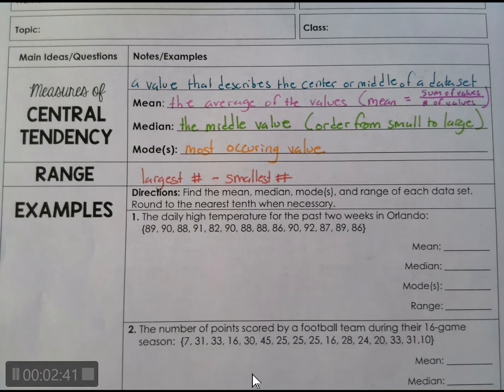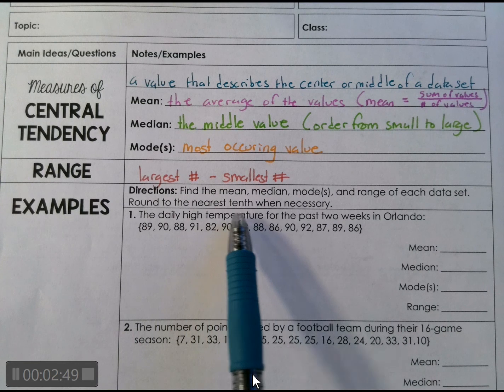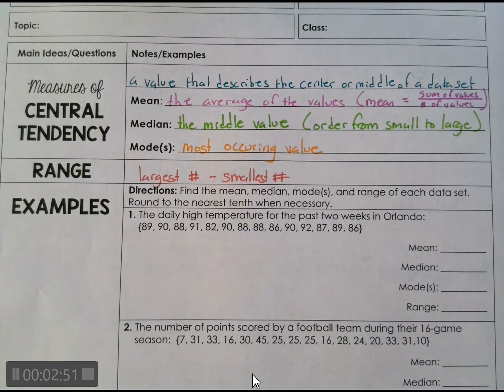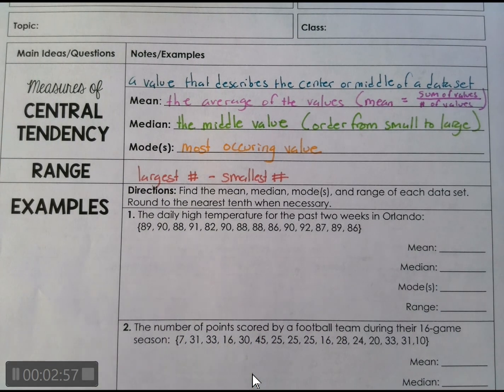Alrighty, so now let's take a look at our example. So we need to find the mean, median, mode, and range of each data set, and we need to round to the nearest tenth when necessary. So the first thing that we need to do when we have all of this data is that we need to put it in order from smallest to largest.